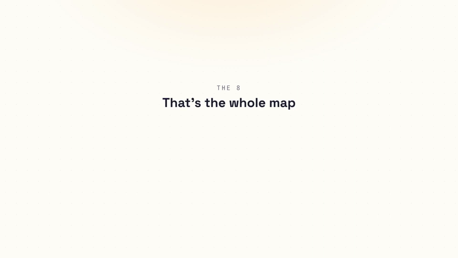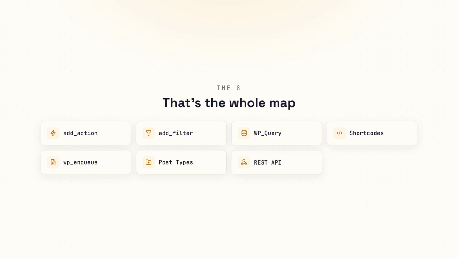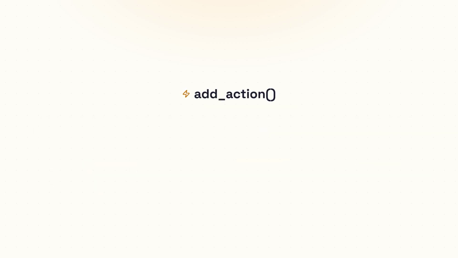So here are the 8. add_action, add_filter, WP_Query, shortcodes, wp_enqueue, custom post types, the REST API, and transients. That's the whole map. Start with add_action.